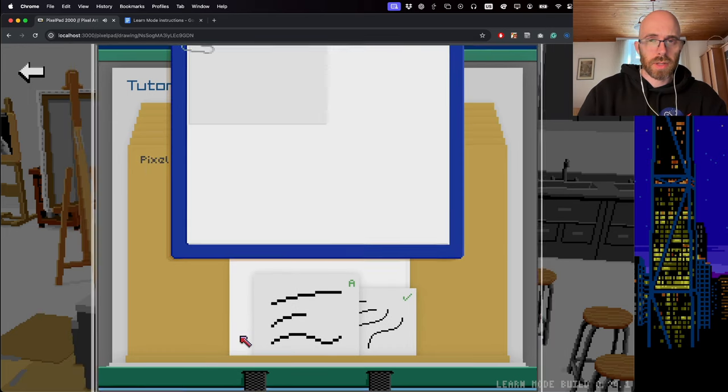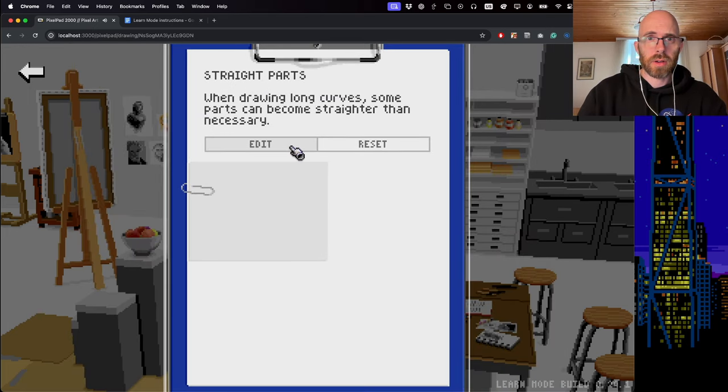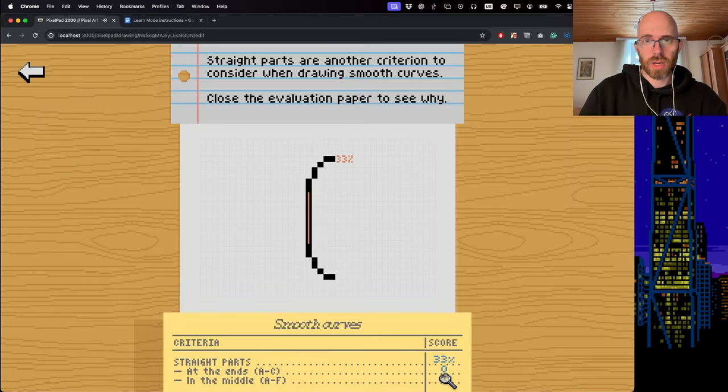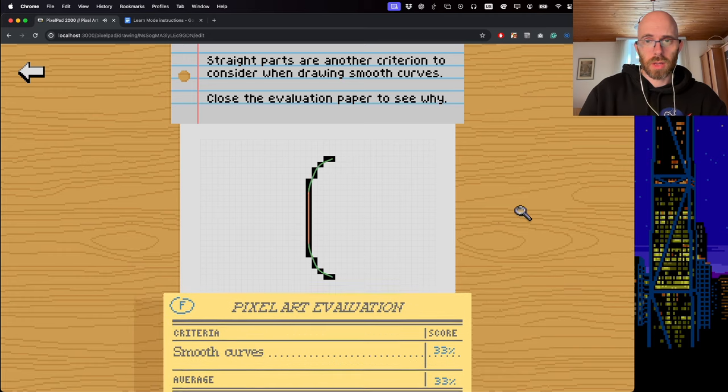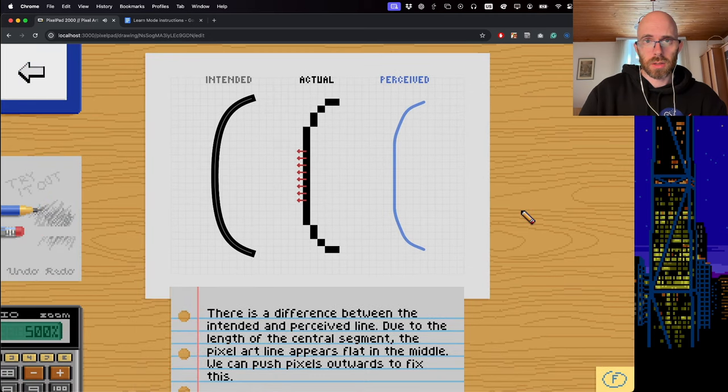Next one up is the straight parts criterion, and it shows you that we have a straight part in the middle right there. So here I did this little visualization. You can see that the intended line always curves, keeps on curving, there's no flat part. But because this central segment here is very long, if we just look at this pixel art line, it's so long that it just appears flat. One way to fix this is we just push this central part out. Do something like this. Delete it here.